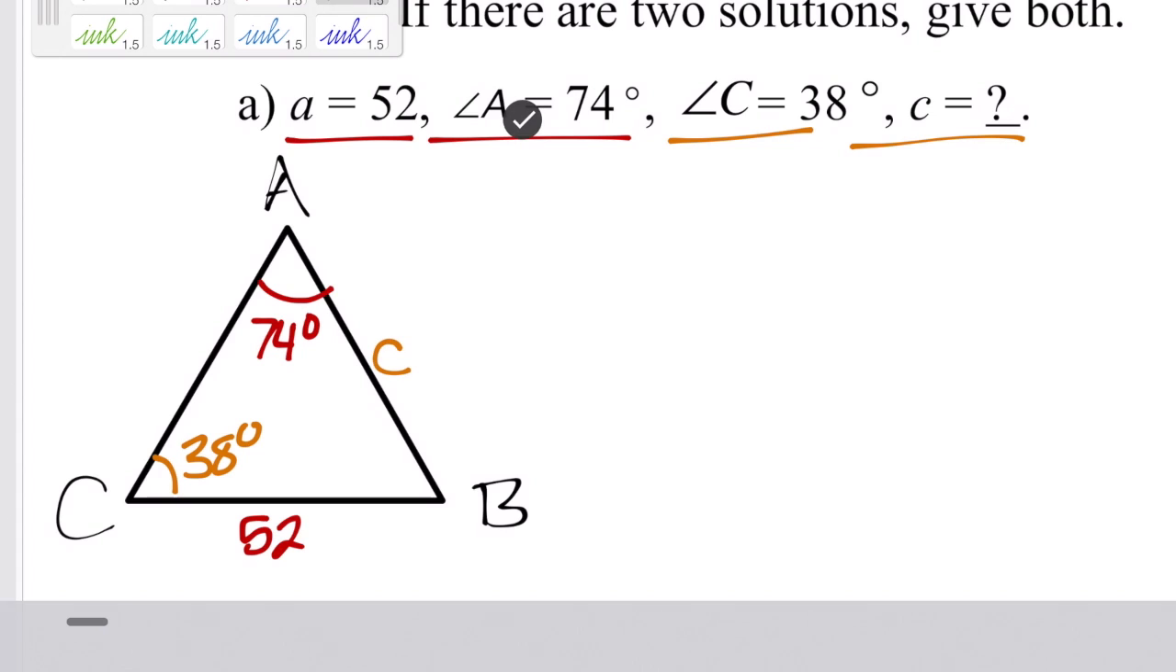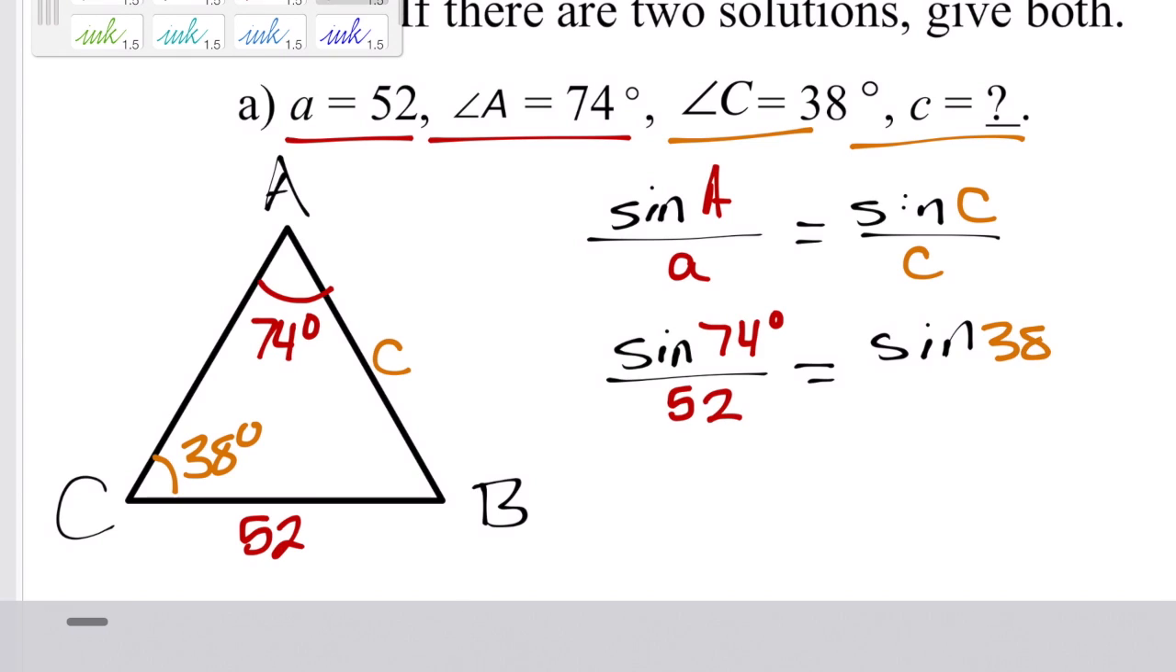So here they've given me side A and angle A. They've given me angle C, and they want us to figure out what side C is. So I can set this up pretty nicely in my law of sines. So for here, I do want to try to get my C by itself. It's in the bottom, so that might be a little bit more complicated.